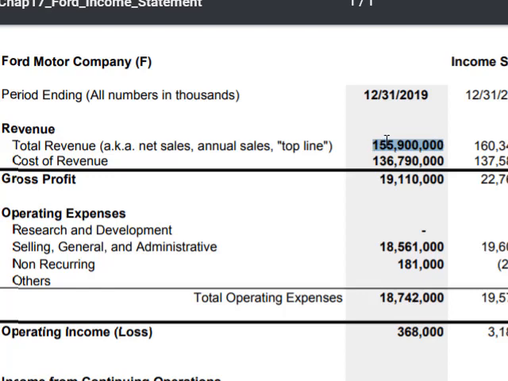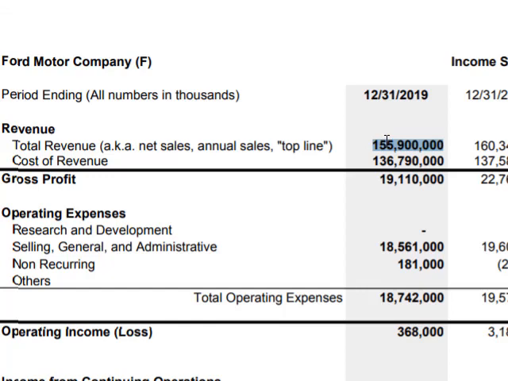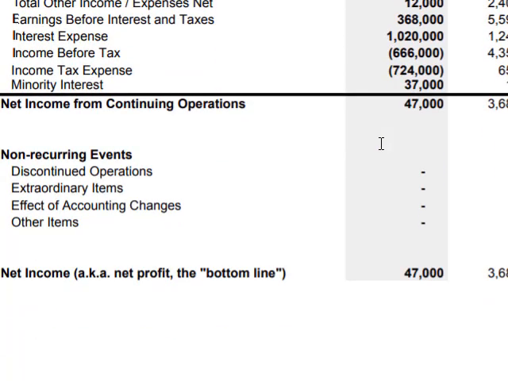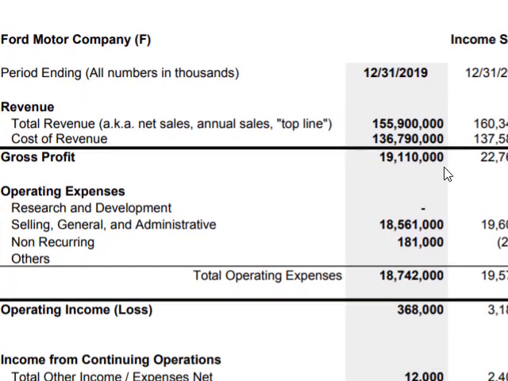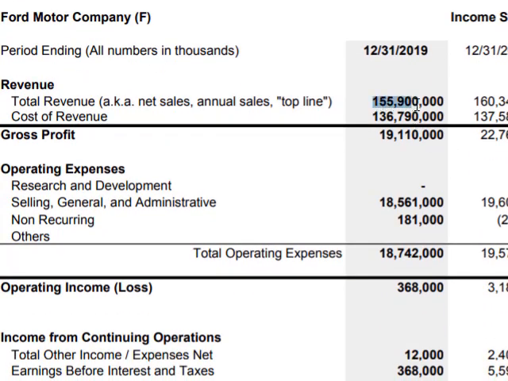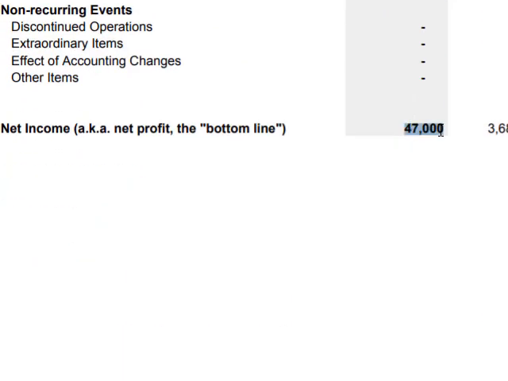What was that? It was 155,900. Now, you don't have to use all the zeros. I just used the first 6 numbers. So write that down. That's the total revenue. That goes at the bottom, that's the denominator in the quotient. And then what was the top number? The bottom line, the net profit, the net income: 47,000, or 47 million. So Ford sold almost $156 billion worth of product, cars and trucks, and they made $47 million.